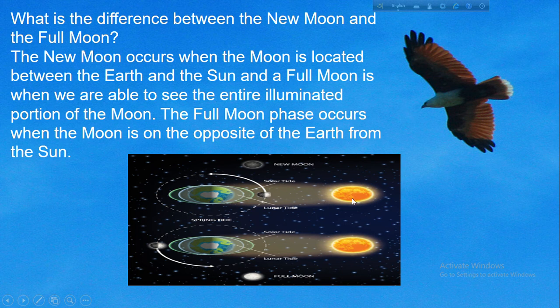This is the earth and this is the sun, the moon is in the middle position. And the full moon is when we are able to see the entire illuminated portion of the moon. So the full moon phase occurs when the moon is on the opposite side of the earth from the sun. There is no blockade or hindrance. So the full moon night will be lighted and enlightened, and on the new moon night it will be dark.